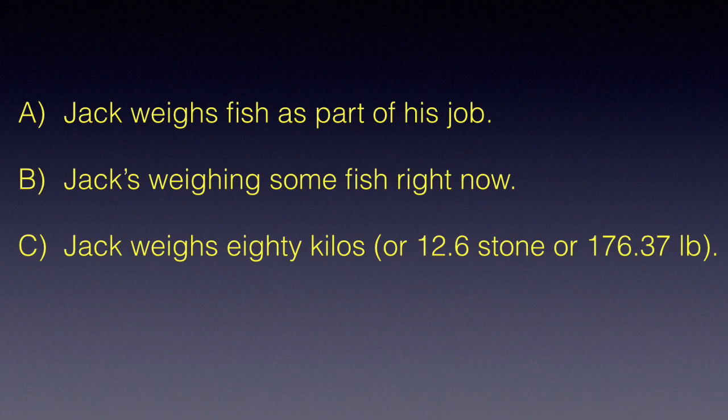B, it's an action verb, present continuous. Jack's weighing some fish right now, so he's picking the fish up and putting it on the scales right now. C, state verb. This isn't about what Jack does, it's what he is. He weighs 80 kilos, or 12.5 stone in Britain, or 176 pounds in America.